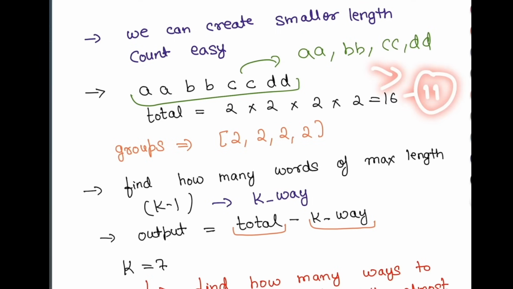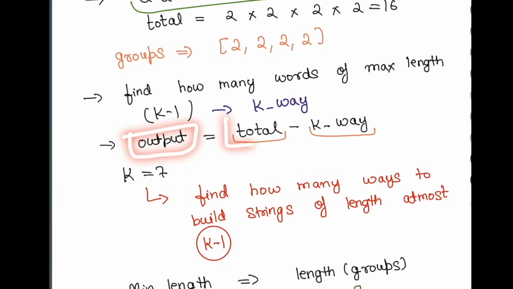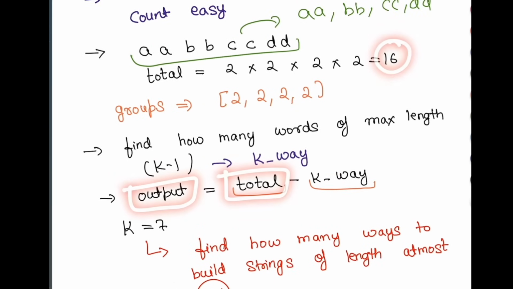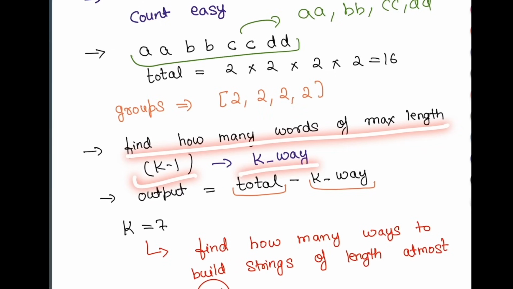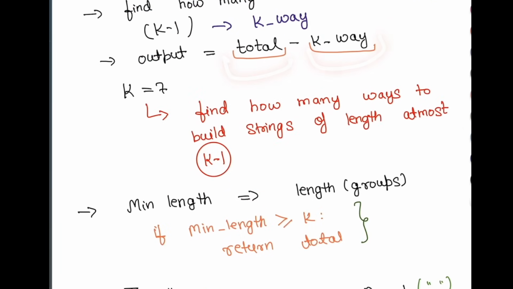I need to find this value 11. I need to find a way to find this 11 value, so that I can say 16 minus that 11, or whatever value we can find. So we can say output is equal to the total count minus k ways. Let us say this particular value which we are trying to find out is k ways. You can assign it any name. So total minus k ways. Now the value of k is equal to 7.